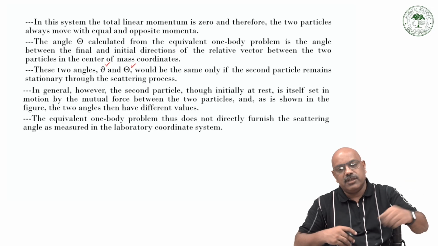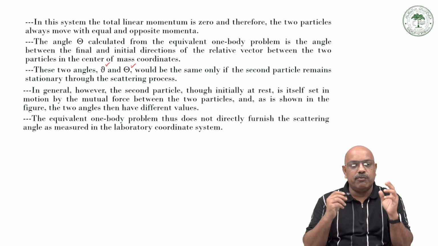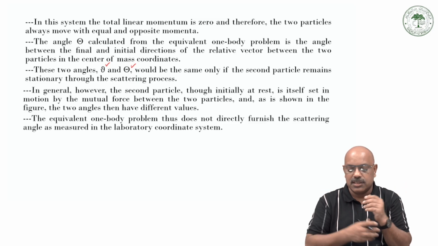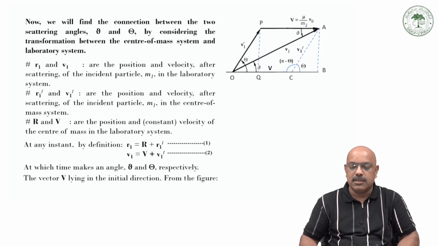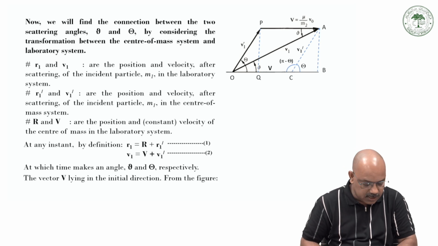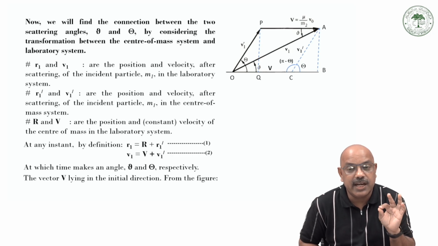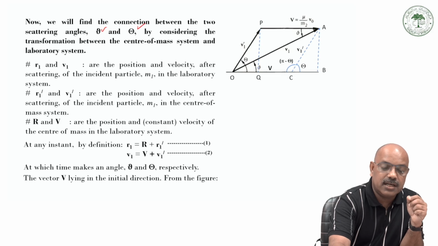Okay, so in general, however, the second particle, though initially at rest, is itself set in motion, because of this recoil I told you about. So in general it happens. The equivalent one body problem does not directly furnish the scattering angle as measured in the laboratory coordinate system. So now let us move to some dynamics that we are going to cater to here. We are going to find the connection between these two thetas, that is, the scattering angle in the laboratory frame and the scattering angle in the center of mass.